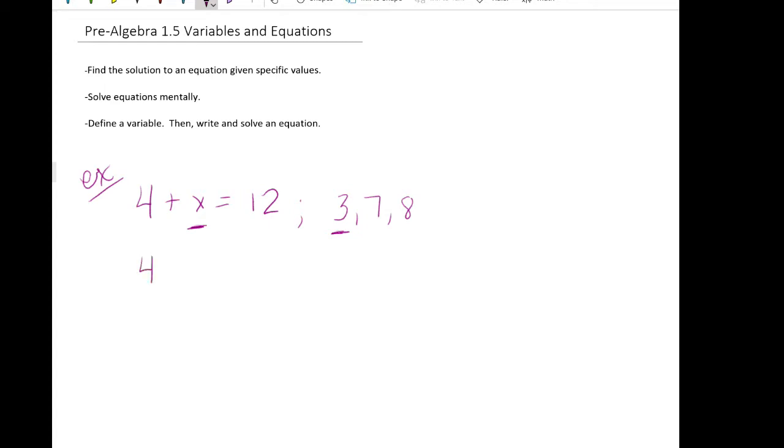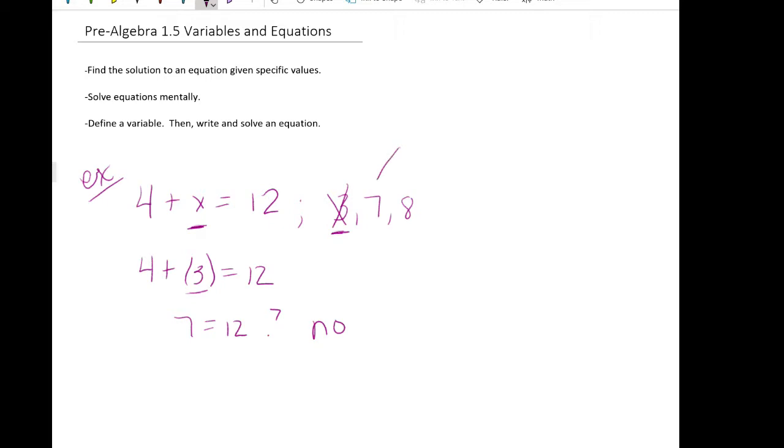So if I replace x with 3, remember, anytime we make a replacement, we put parentheses around it. Now I'm going to add, and I ask myself, does 7 equal 12? No. So 3 is not the solution to this equation. Remember, the solution means we're finding the number that's going to make it true.